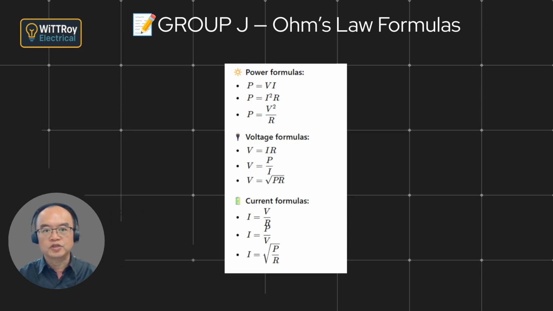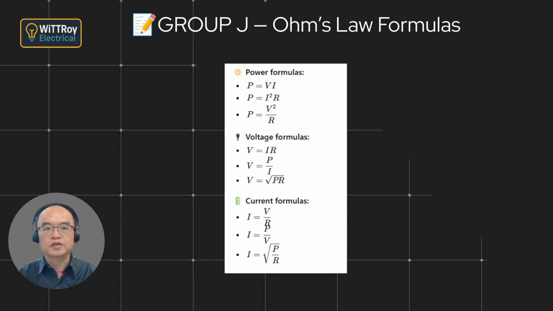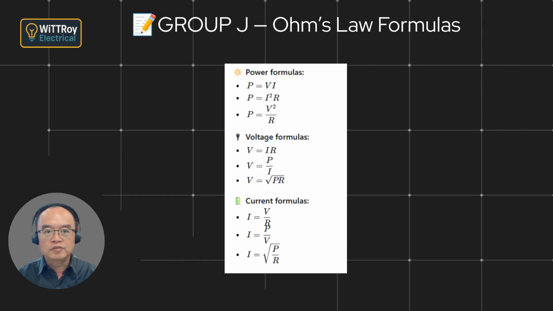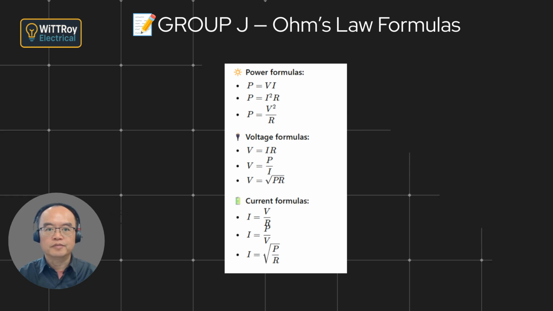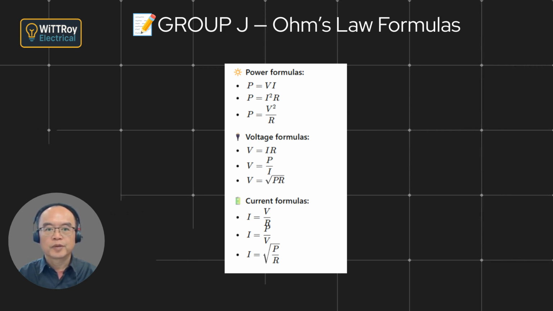Power equals voltage squared divided by resistance. Repeat, P equals V squared over R. Voltage equals current times resistance. Repeat, V equals IR. Voltage equals power divided by current. Repeat, V equals P over I. Voltage equals square root of P times R. Repeat, V equals root PR.